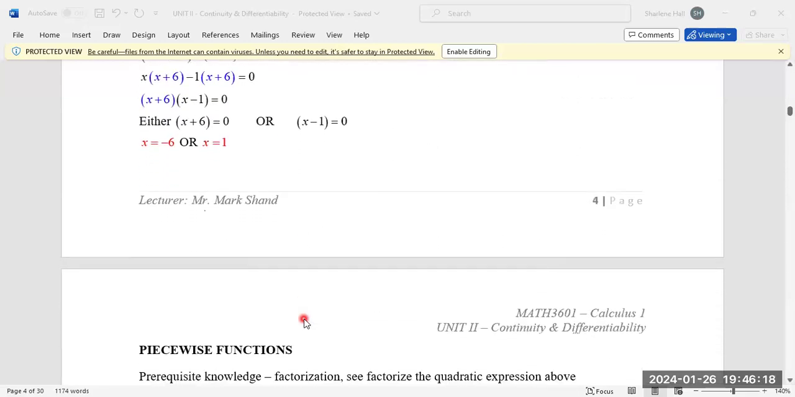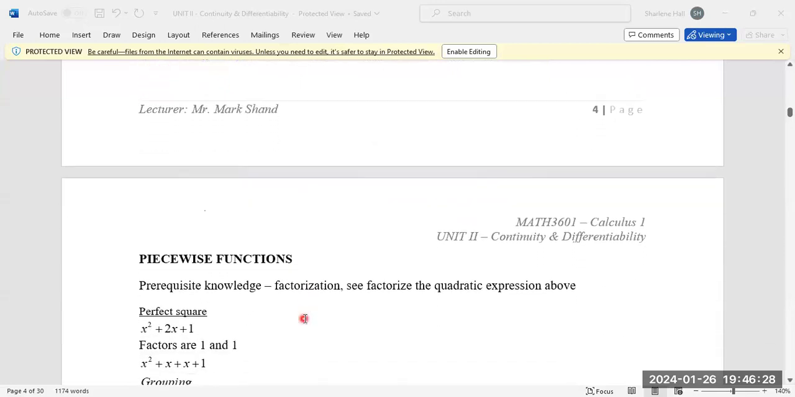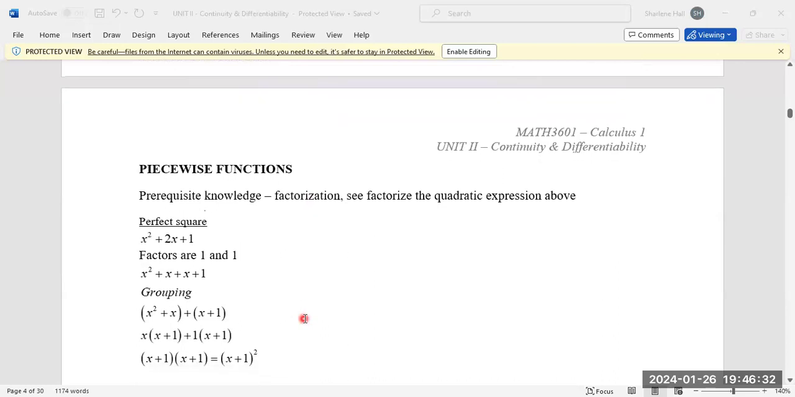Nice. Very nice. So what I'm going to be doing now is moving into some piecewise functions. I'm moving into some piecewise functions.